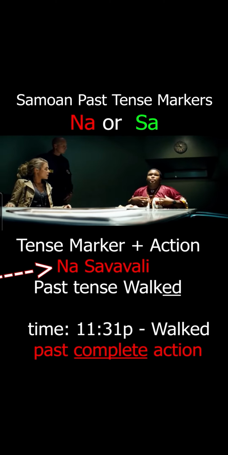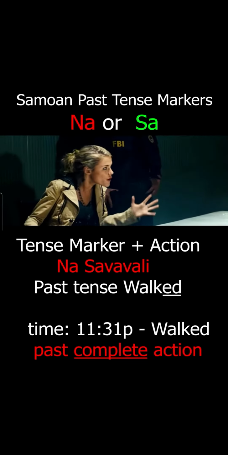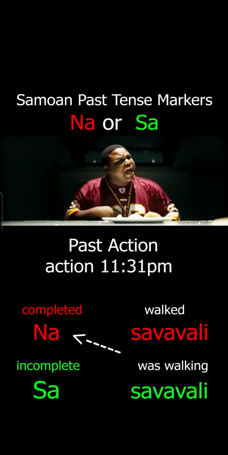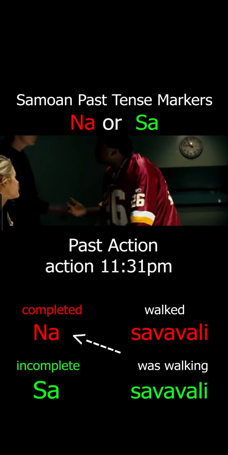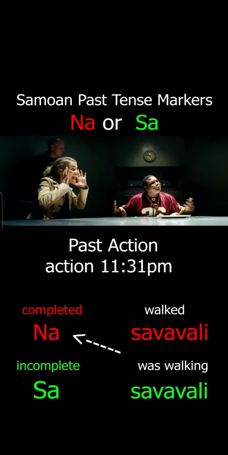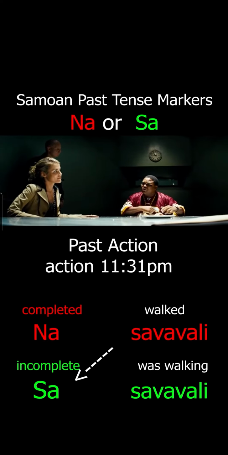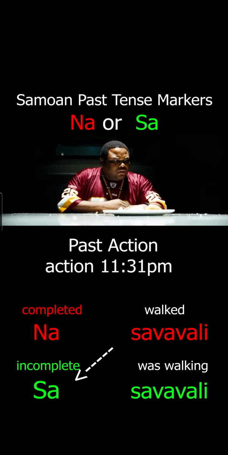So when referring to an action that occurred at a specific time in the past, if the action was completed, over and done at that time, na, as in na savavali. If the action was occurring or had not been completed at that specific time in the past, then it's sa, as in sa savavali.